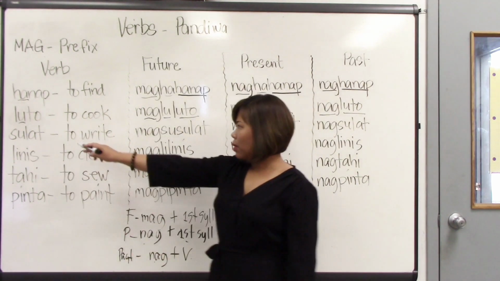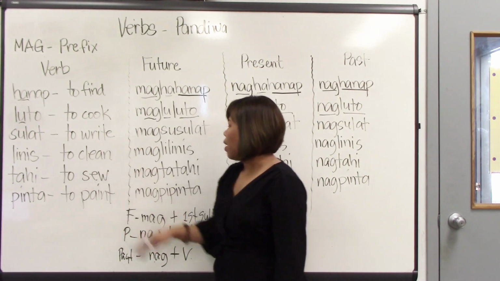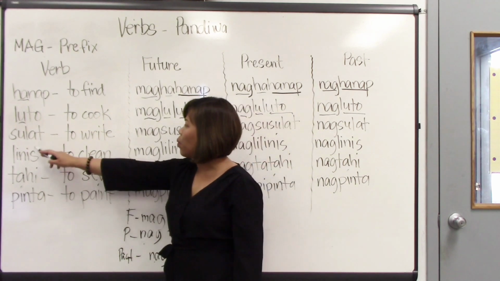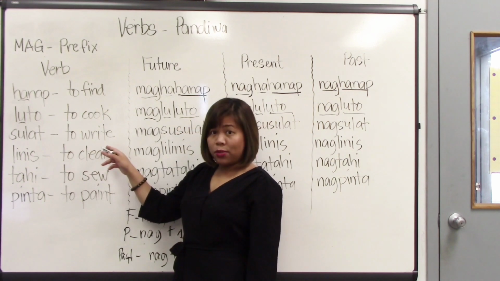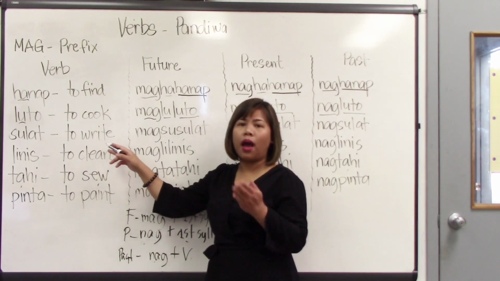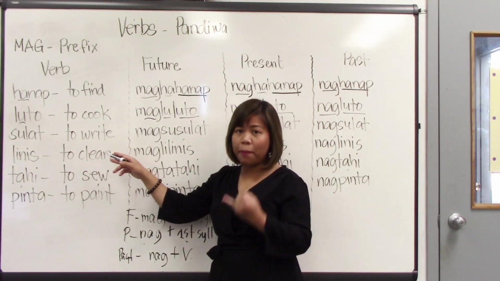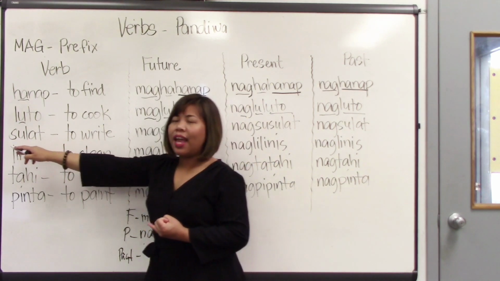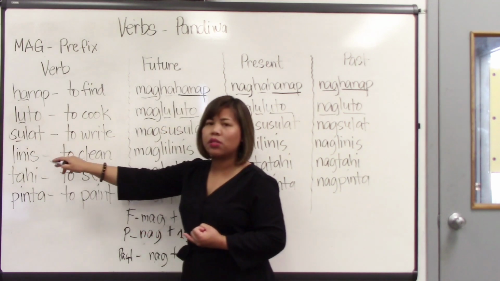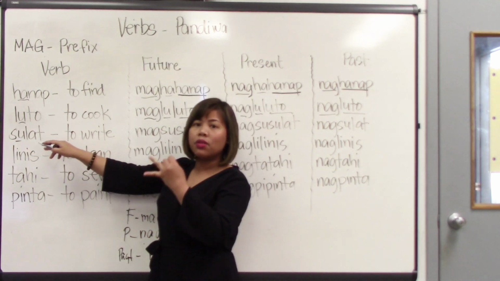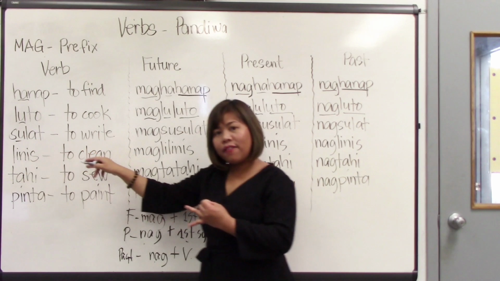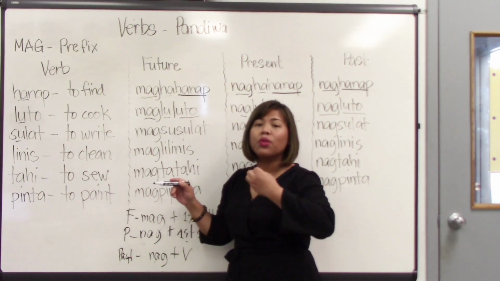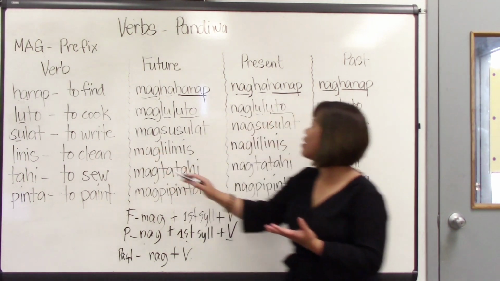Sulat. Sulat means to write. So without looking at the pattern, how do we form the future tense of the word sulat, which means to write? So how do we form the future? We add the mag, the prefix mag. So it will become mag, and then the first syllable is su. So mag, su, and then the entire verb is sulat. So future will become magsusulat, right?